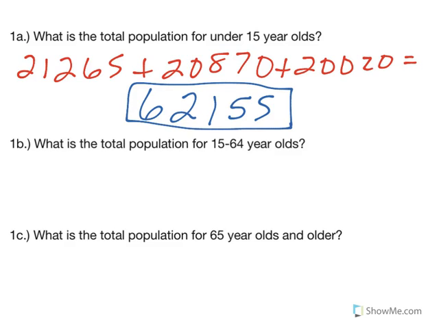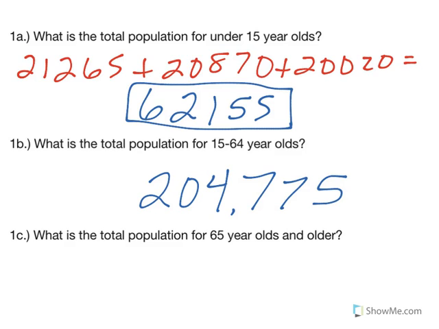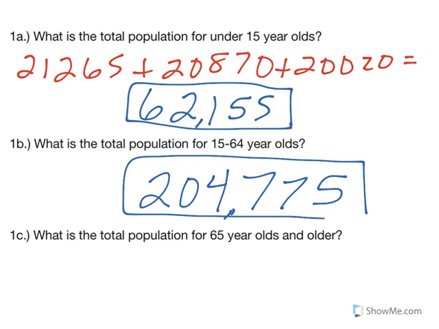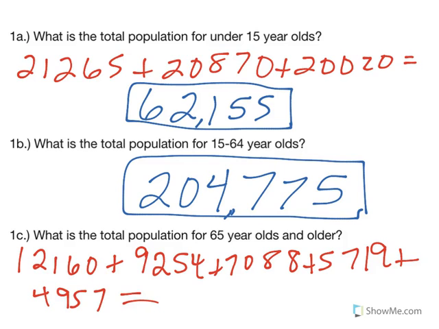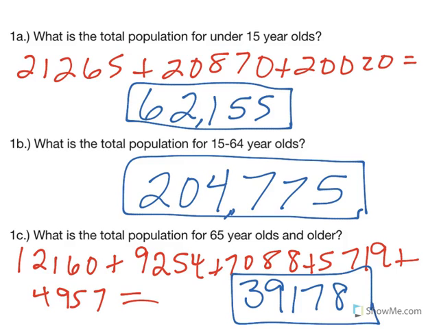Now, when we go to 1B, which is the 15 to 64-year-old, there are a lot of them, and I'm not going to write them all out. But when I total them up, I get 204,775. And then for the old population, 65-year-olds and older, again, we just have a couple. We have 12,160 plus 9,254 plus 7,088 plus 5,719 plus 4,957. Man, there are more than I thought. When we add them all together, we get 39,178. So these are the totals we're going to need as we move through this problem.